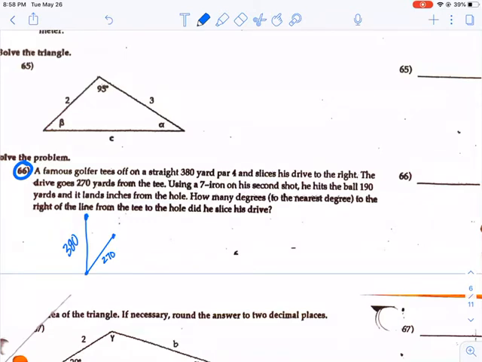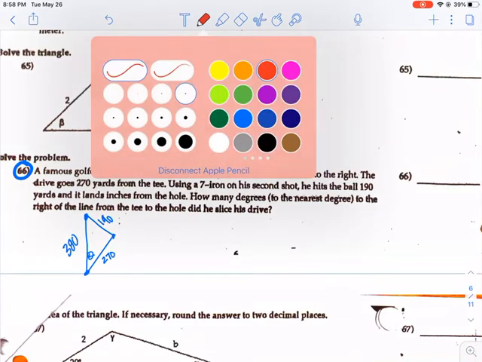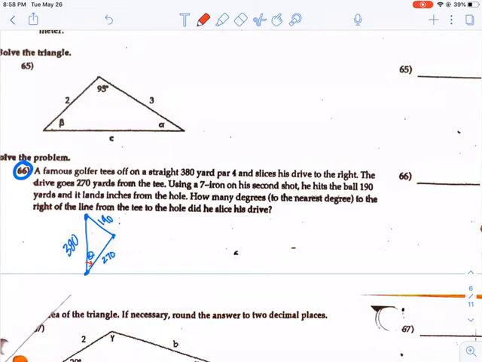Okay, and then using a 7-iron on his second shot, he hits the ball 190 yards, and it lands inches from the hole. So that means he gets all the way to where he's supposed to be, 190. Okay, so you want to find out how many degrees, to the nearest degree, to the right of the line from the tee to the hole did he drive. So here is the angle you're looking for down there, because this is where he started. How far to the right did he go? Well, we're going to find out.